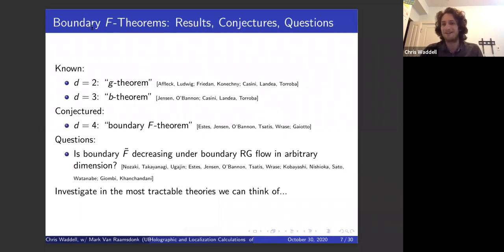So just to summarize what's known about this conjecture. The cases of 2 and 3 dimensions are established previously, but the 4-dimensional boundary F theorem remains a conjecture, with supporting evidence from certain boundary conditions of N=4 super Yang-Mills theory, or from free theories, or from the critical O(N) model, coming from various authors. But it's a natural question to ask whether this boundary F theorem actually holds in general dimensions. And so a natural place to start investigating this claim is to try to actually calculate boundary F in some of the most tractable theories that we can think of.